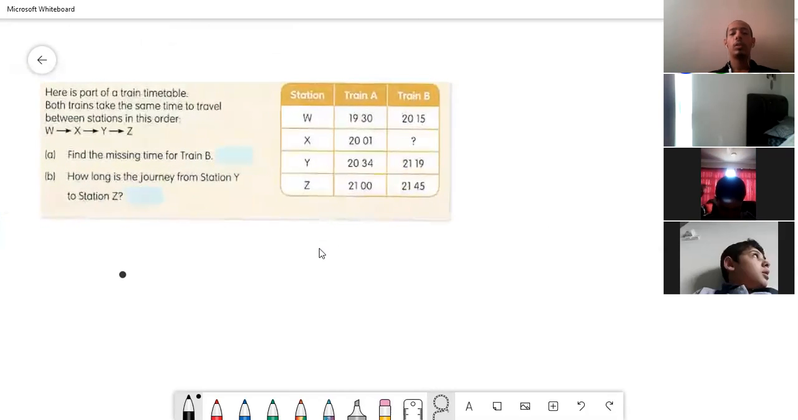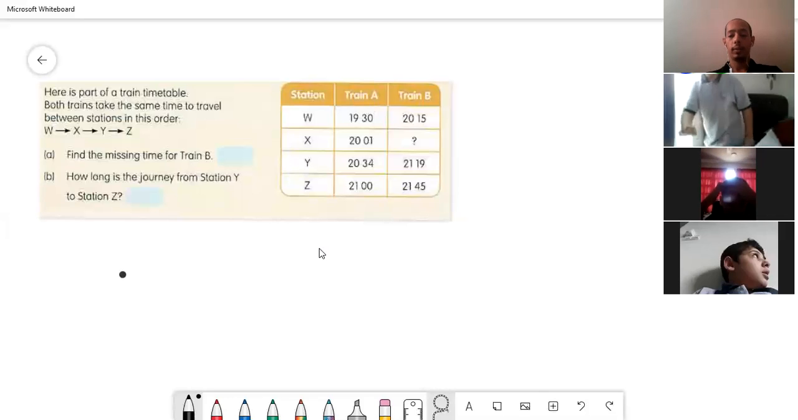This table shows two trains and the leaving time of each one from four stations: station W, station X, station Y, station Z. In the first question, you have to find the leaving time of train B from station X. Okay, let's first read the question.